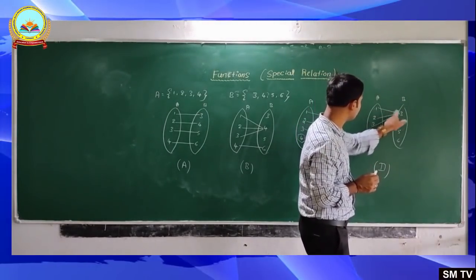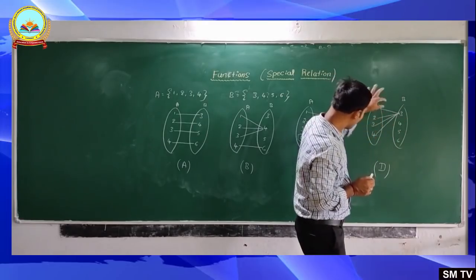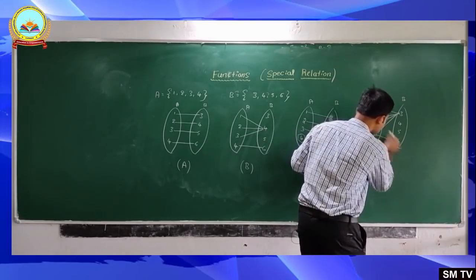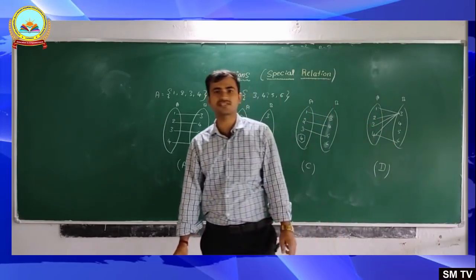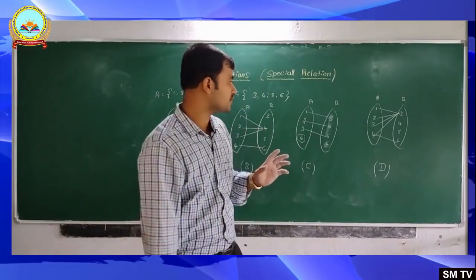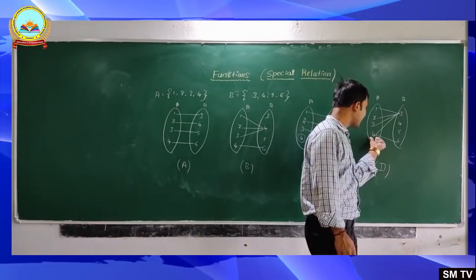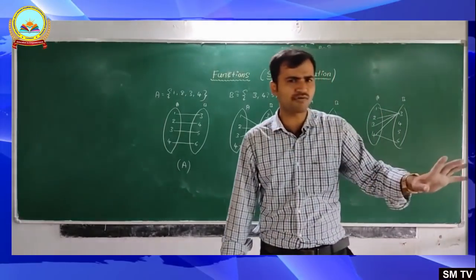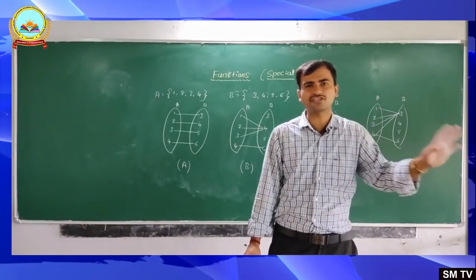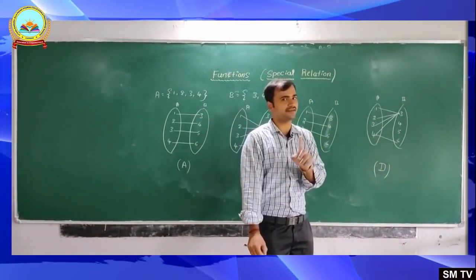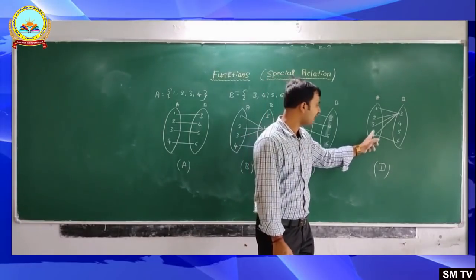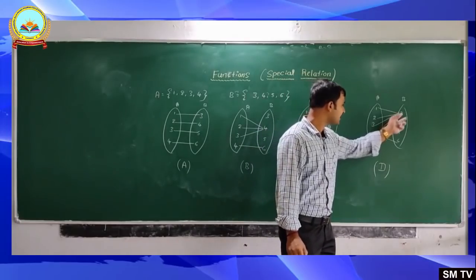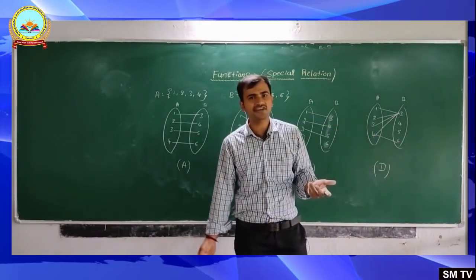1 to 3, 2 to 3, 3 to 3, 4 to 4. One element, one arrow. But if it is 4 to 6 also, then it is not a function because this 4 is not having one and only one. One and only one means it is not 0, it is not 2, it is not 3, it is 1. Meaning of one and only one is only one image should be there. But this 4 is having 3 as image and 6 as image, therefore it is not a function.